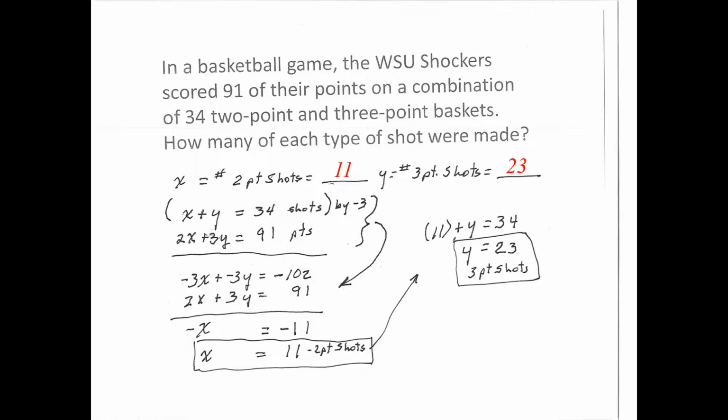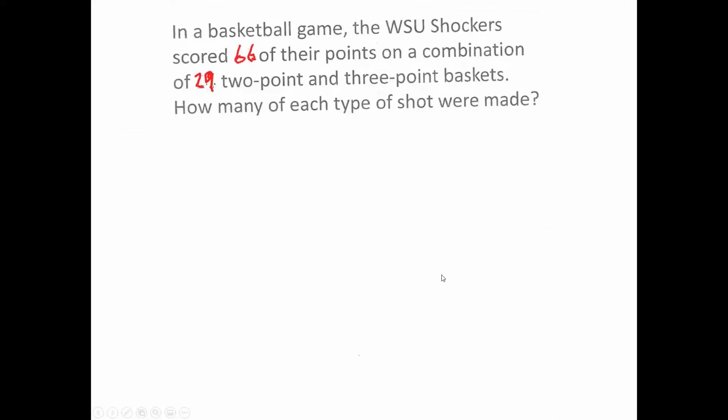I created another variation. I mean, it's really weird to have more 3-point shots than 2-point shots. That's not very likely. So I redid this problem. I said the Shockers scored 66 of their points on a combination of 29 2s and 3s. So let's work this and see what we got.